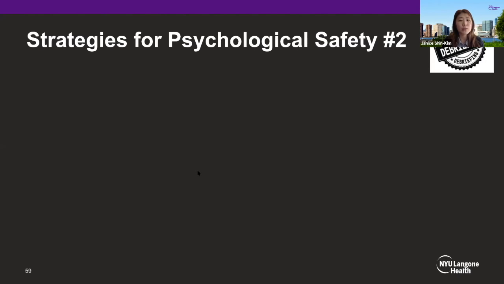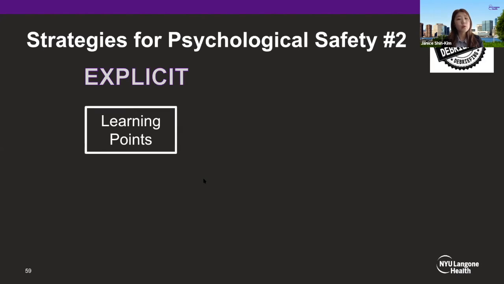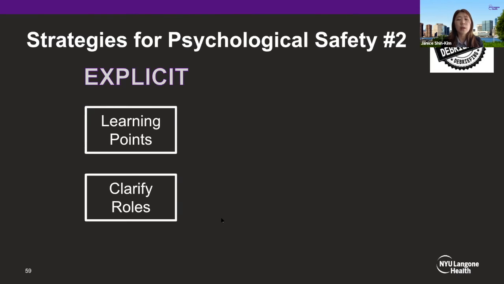As an explicit strategy, debriefers should begin by clearly describing learning points. For example, you could lay down the roadmap of debriefing, such as, we're going to discuss X, Y, and Z and explore in depth these concepts. Debriefers also should clarify their roles, and if they're co-debriefers, this is a time to introduce them. It is helpful for learners if debriefers convey a commitment to respecting them and understanding their perspectives.